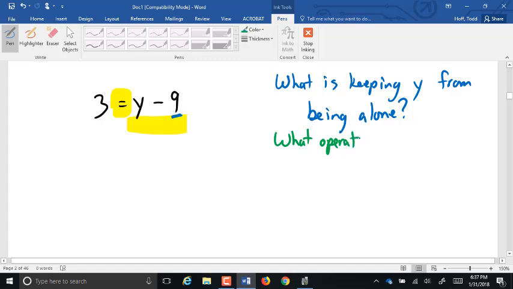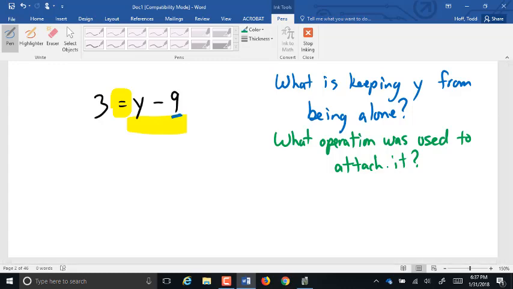Second question, what operation was used to attach it? So the 9 is keeping y from being alone. What operation was used to attach that 9 to the y? It was subtracted. So this equation was built by subtracting 9.